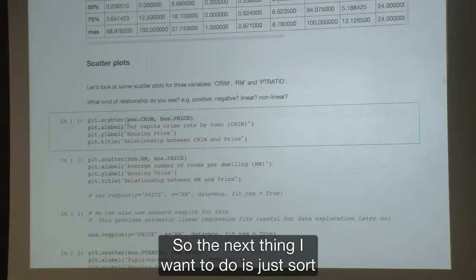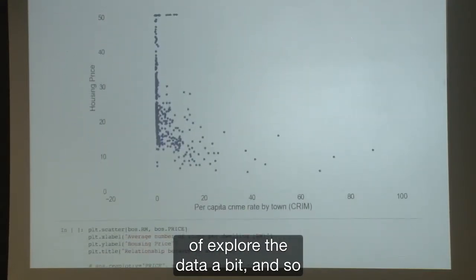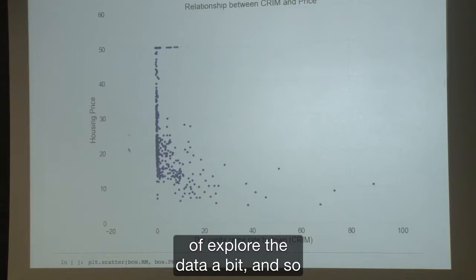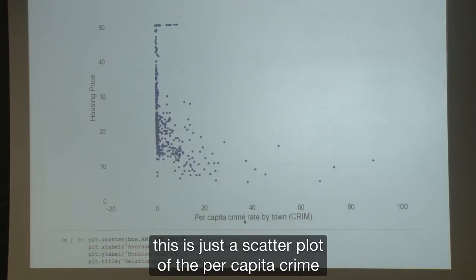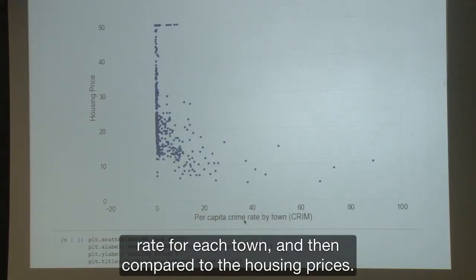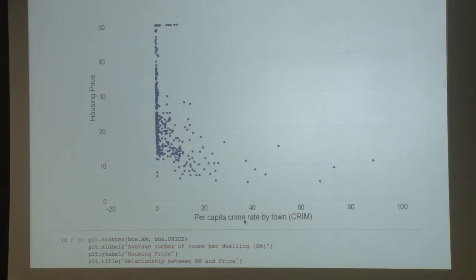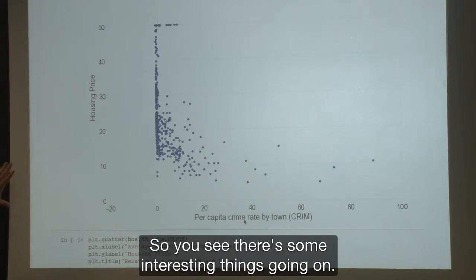Okay, so the next thing I want to do is explore the data a bit. This is a scatter plot of the per capita crime rate for each town, compared to the housing prices. So you see there are some interesting things going on.